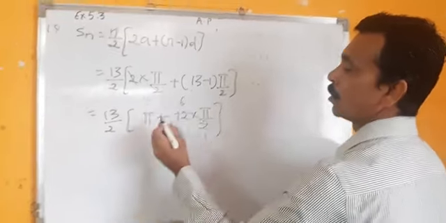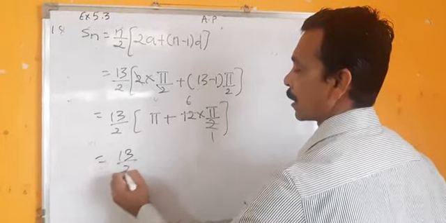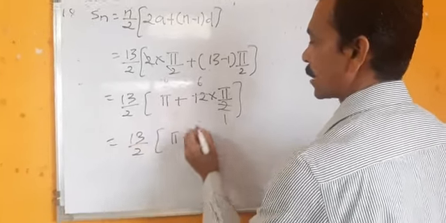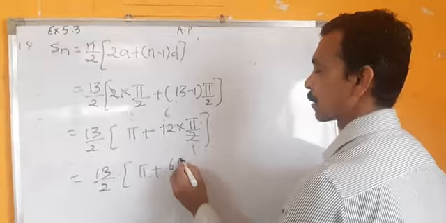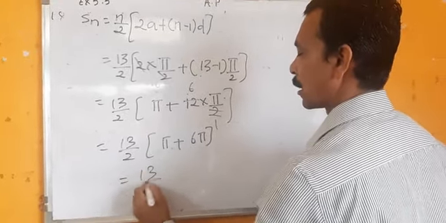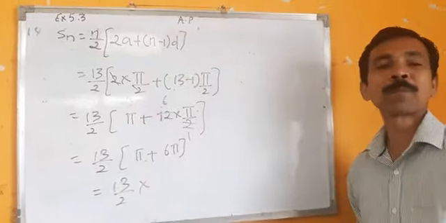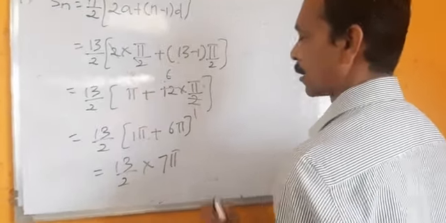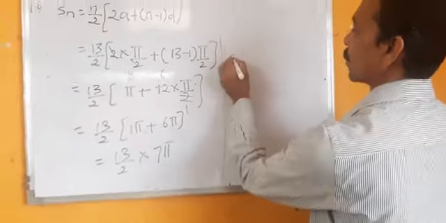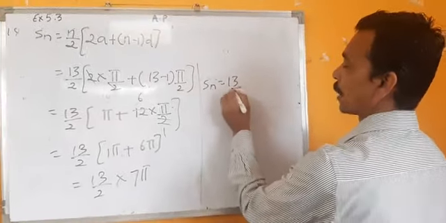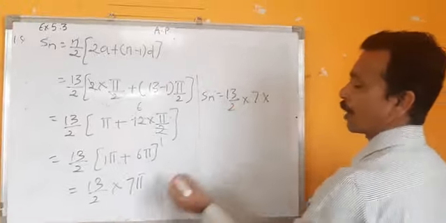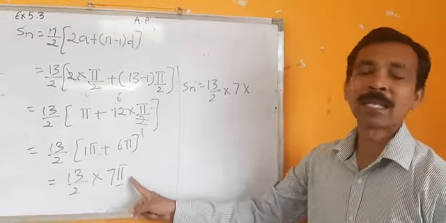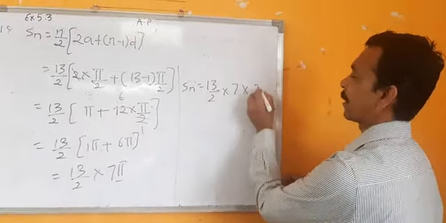2 ones are 2, 6 are 13 upon 2 into pi plus 6 pi. Is equal to 13 upon 2 into, what is pi plus 6 pi? 7 pi. Pi means 1 pi, right? Sn is equal to 13 by 2 into 7 pi. Now at the end we'll place the value of pi as 22 by 7.